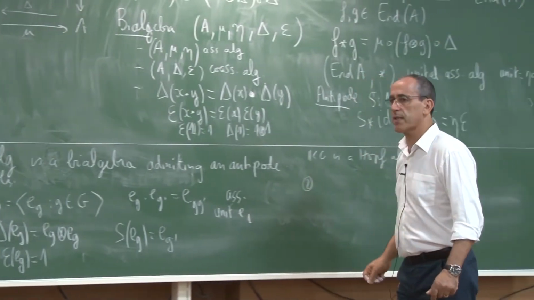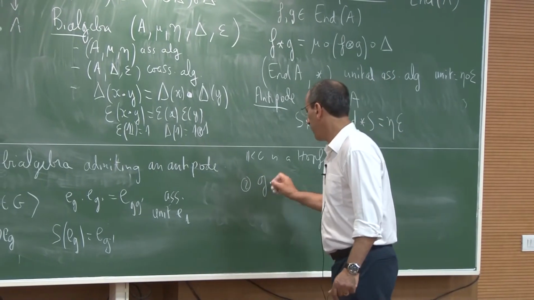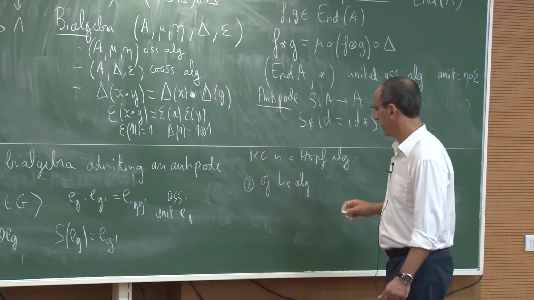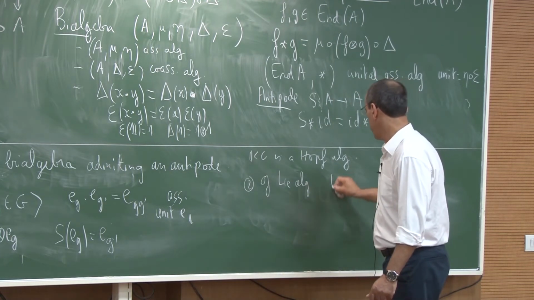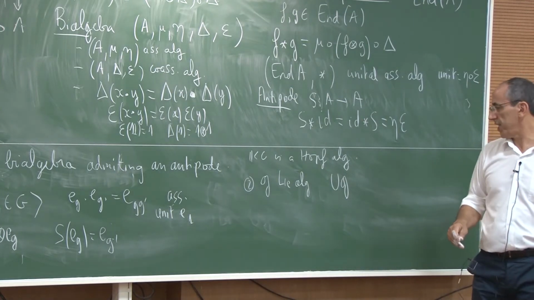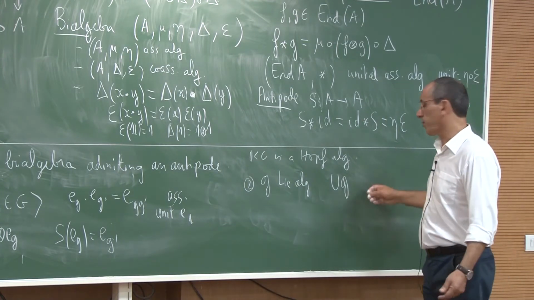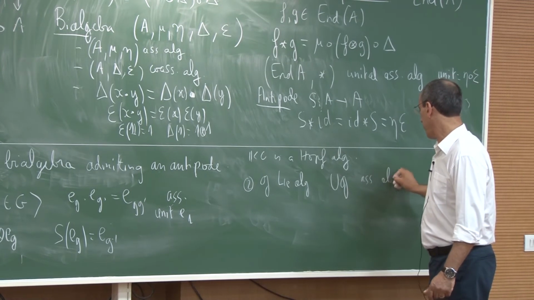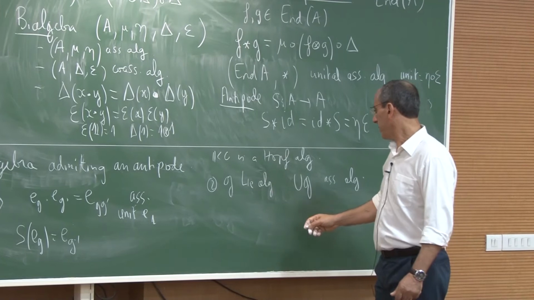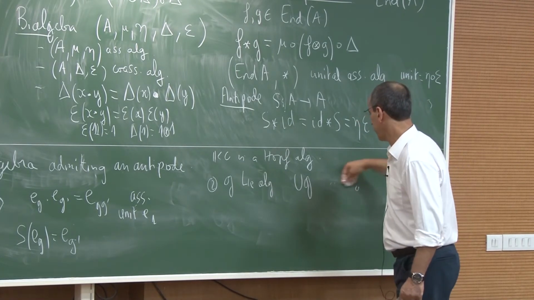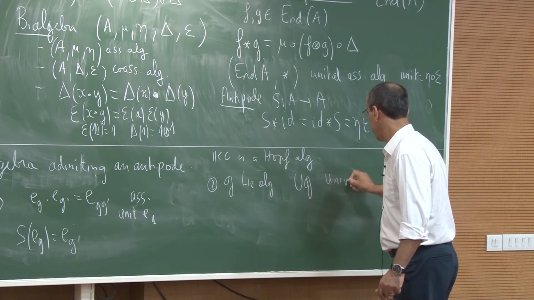Now the second example is you consider G to be a Lie algebra, and you consider UG, the universal enveloping algebra of G, and this is an associative algebra. This is the universal enveloping algebra.